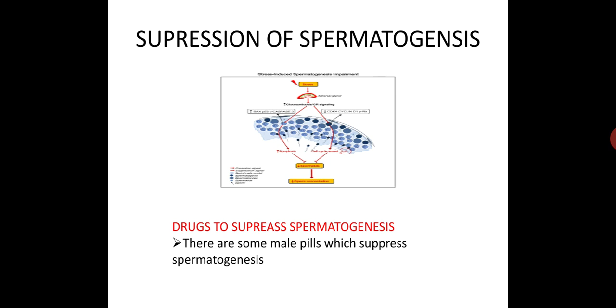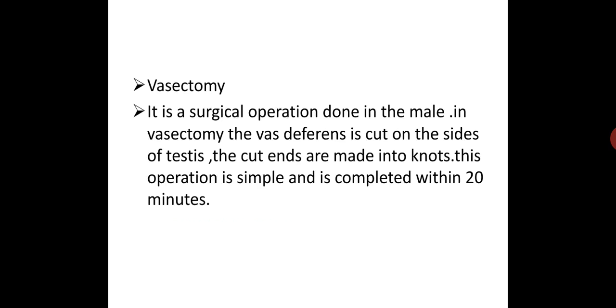Next is suppression of spermatogenesis. In the male, he has to take a pill which suppresses spermatogenesis. I told you that it is in the form of tablets, and if it is consumed by the male, it will suppress spermatogenesis.